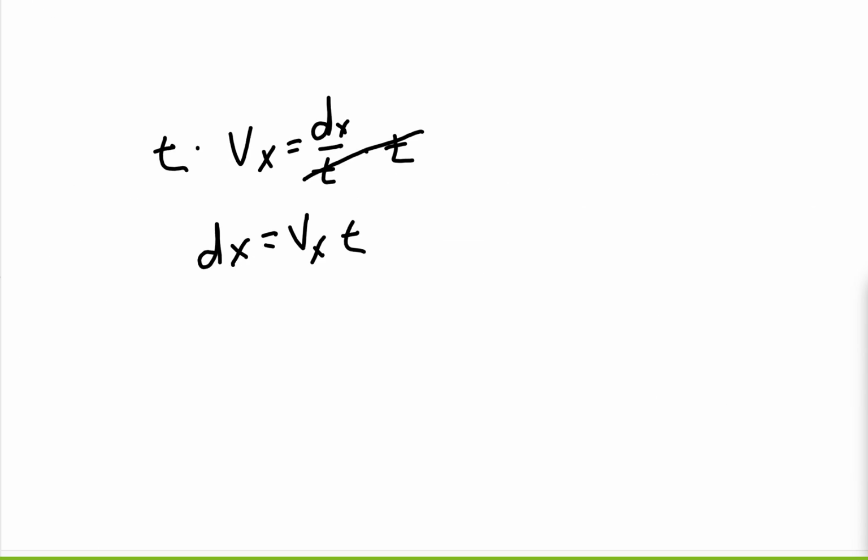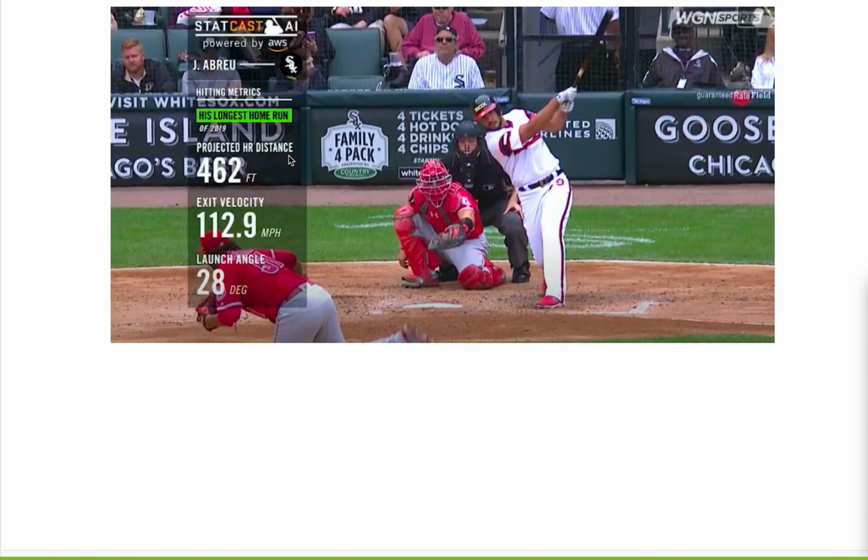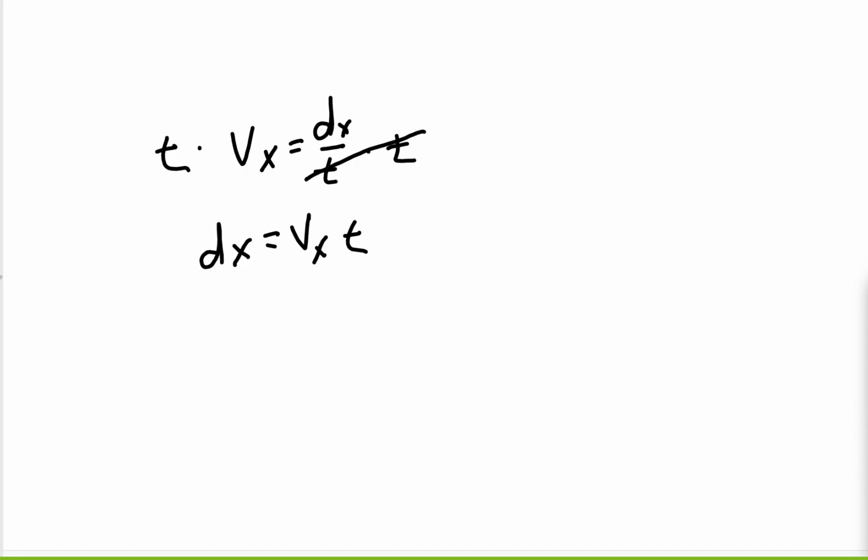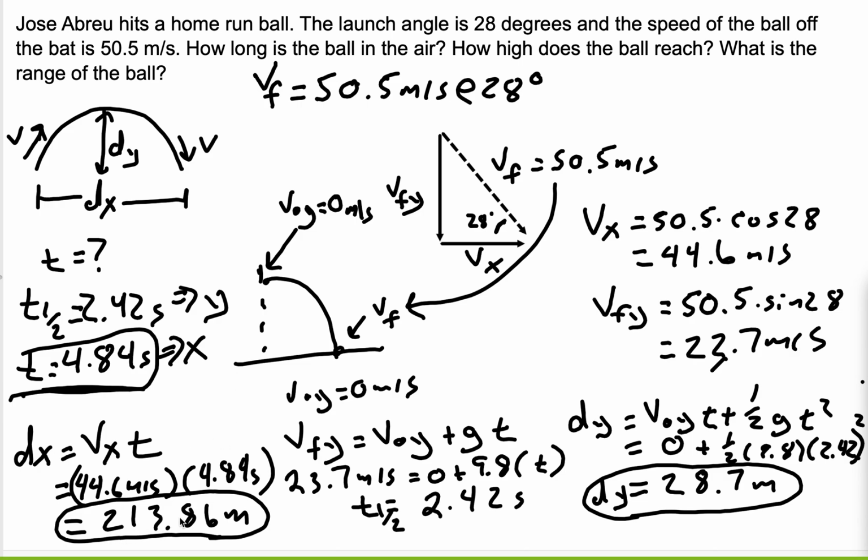Now, if you watch a baseball game, they'll show you the stats right on the screen. So they'll show you the exit velocity. They'll show you the launch angle. If you couldn't figure it out, I didn't make those numbers up. That was from Abreu's longest home run last year. Okay. So that was the actual exit velocity. And then they projected that it only went 462 feet. That's because of air resistance. If there was no air resistance, it would have gone 213.86 meters, which is over 700 feet.